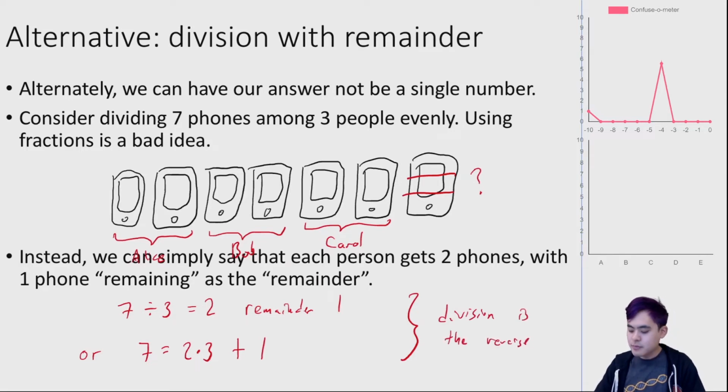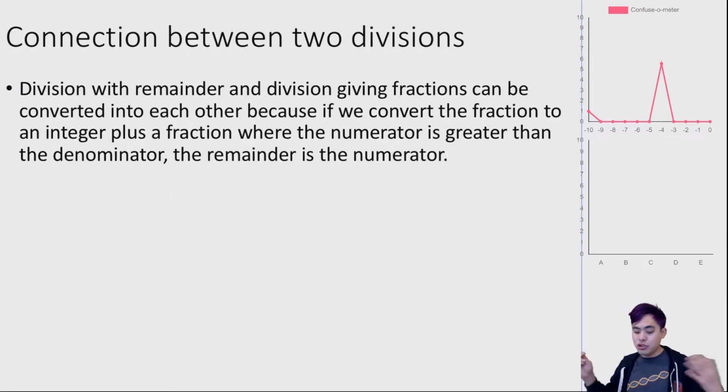But it's reversing it in a slightly different way because what you're doing is you're just adding the remainder on after you do the multiplication to undo it, instead of having it be part of the same number. And luckily, there is a nice connection between 2 divisions. So division with remainder and division giving fractions can be converted into each other because if we convert the fraction to an integer plus a fraction where the numerator is greater than the denominator, then the remainder is the numerator.